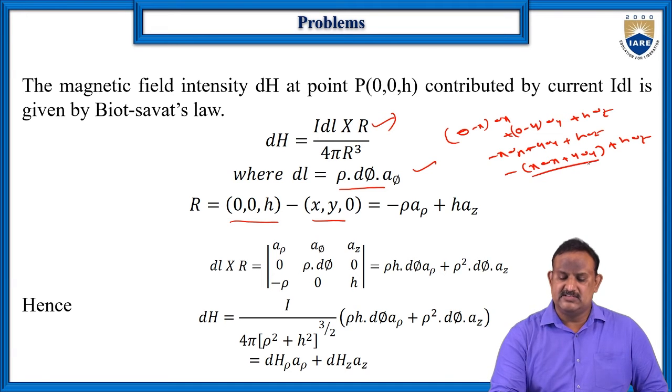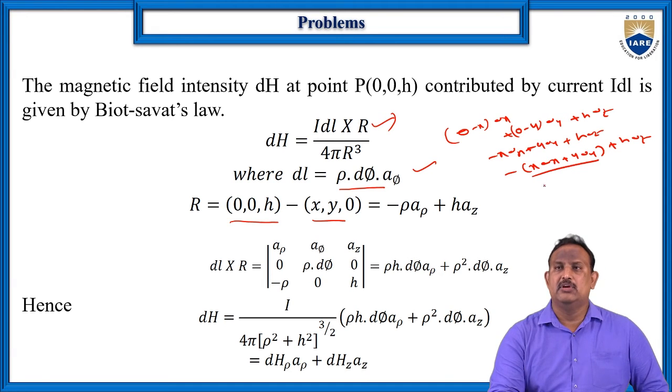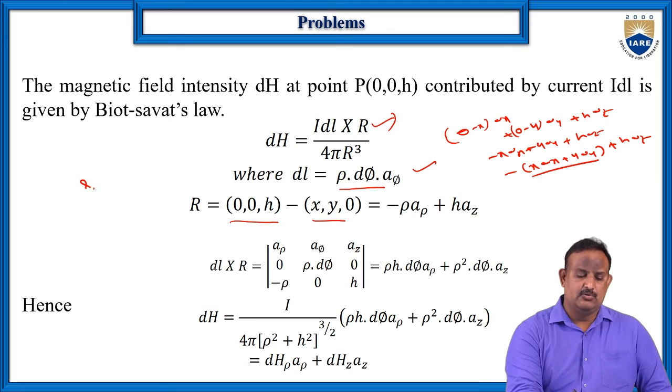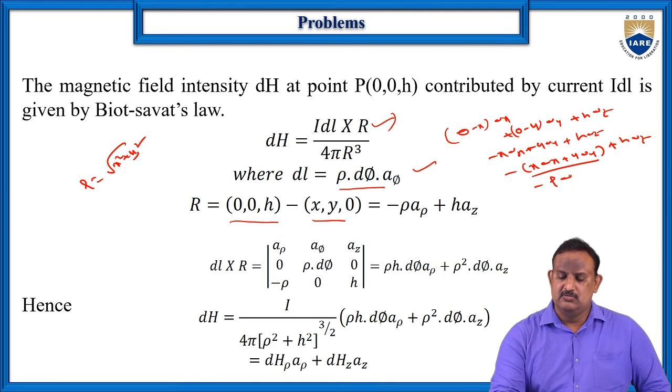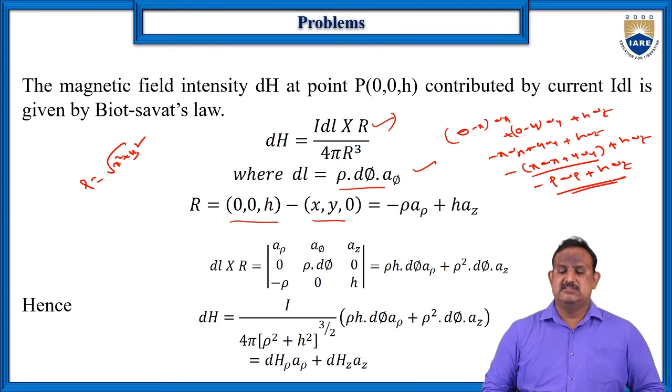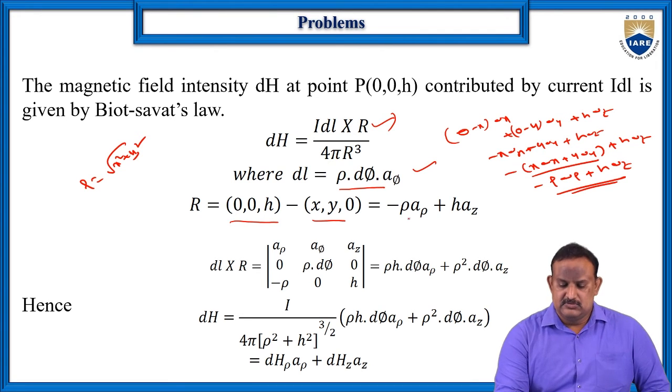In place of x ax plus y ay, here I am writing rho arrow, because we know that rho is equal to root of x square plus y square. So in place of x comma y, we can write the rho value. Therefore, minus rho a rho plus h az. Then here we need to find dl cross R.